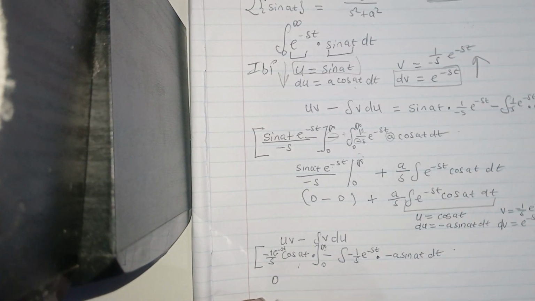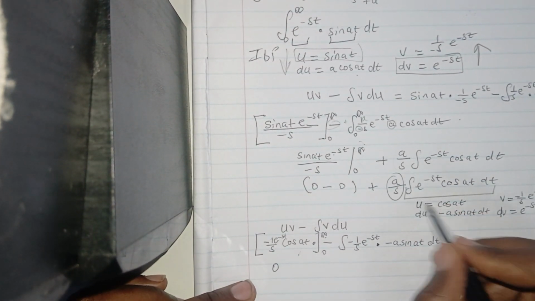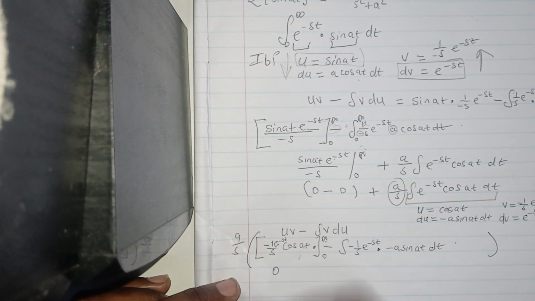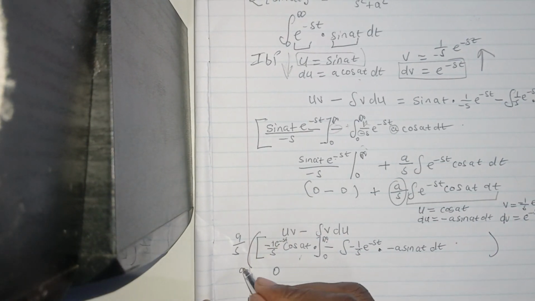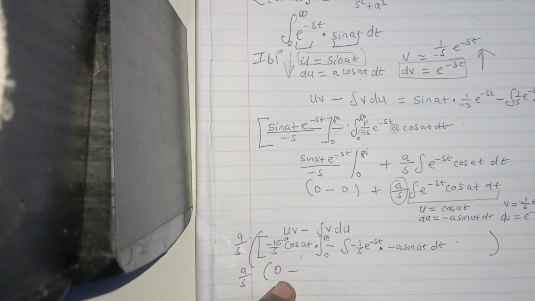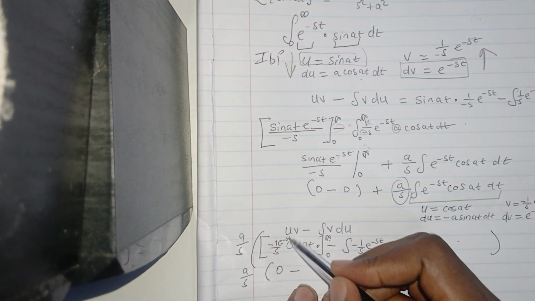So now it will be 0. Don't forget this, because now we're integrating this. So that means this is somewhere here. It's somewhere here, never forget it. It's somewhere here. So now 0 minus, now 0 into this, it's what?